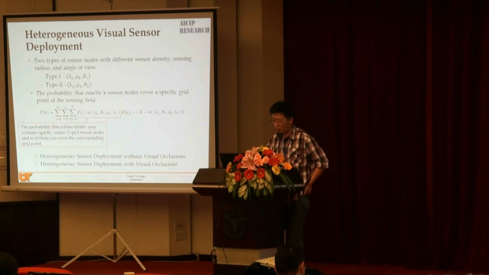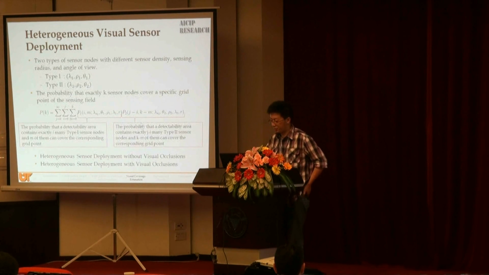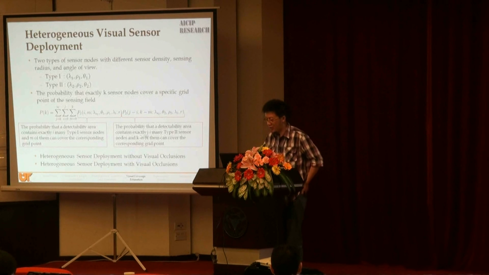Where this is the probability that a detectability area contains exactly I many type 1 sensor nodes, and n of them can cover the corresponding grid point. And this means the probability that a detectability area contains exactly I many type 2 sensor nodes, and k minus n of them can cover the corresponding grid point.